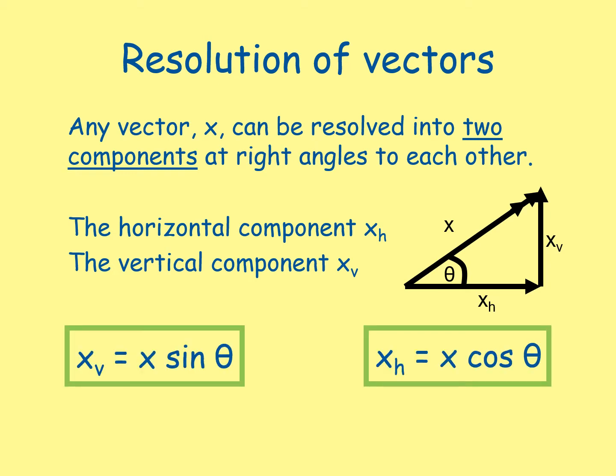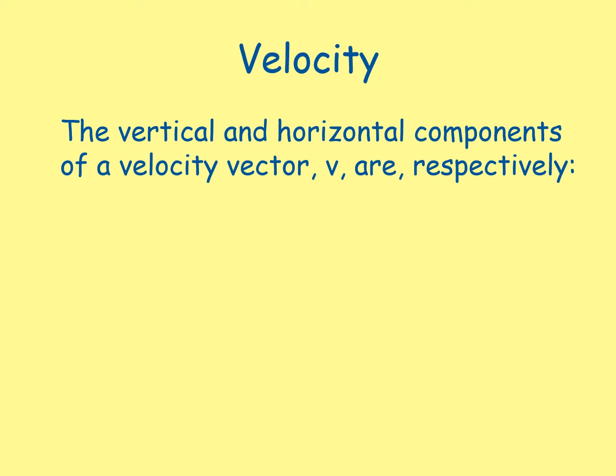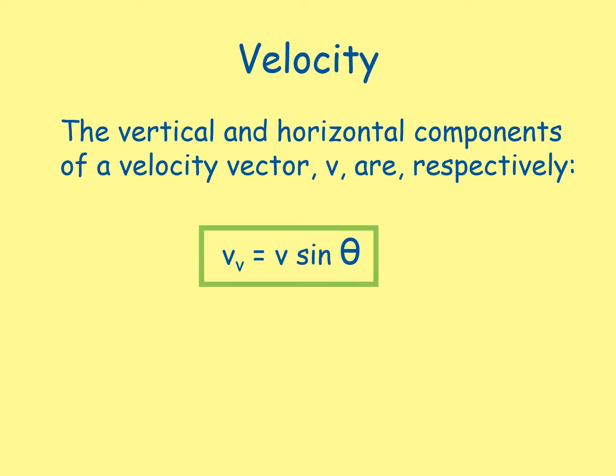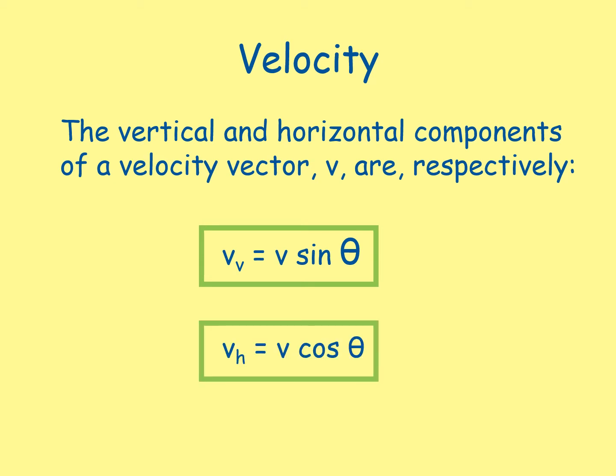The equations that we use are xv equals x sine theta and xh equals x cos theta. The vertical and horizontal components of a velocity vector v are respectively v vertical equals v sine theta and v horizontal equals v cos theta.